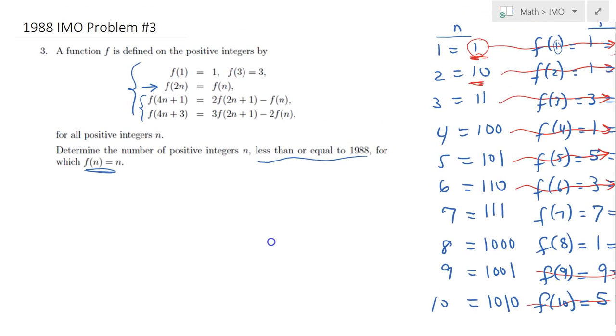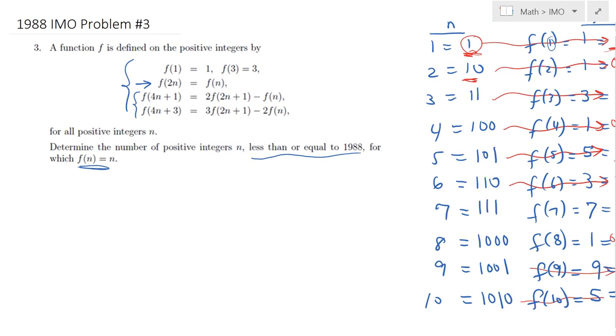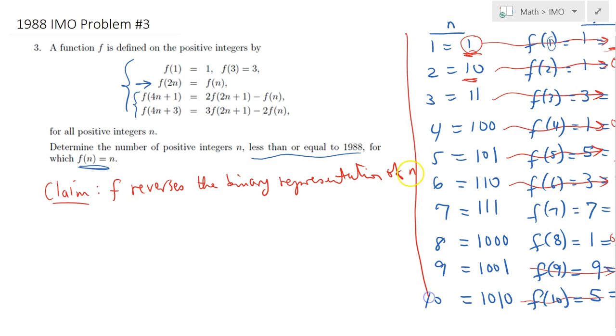So here we claim f reverses the binary representation of n, basically. So f reverses this representation. Okay, proof. Consider g defined by the following.